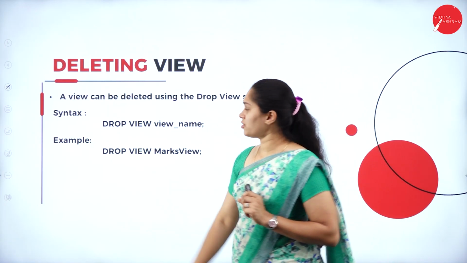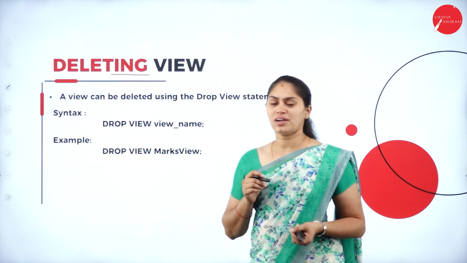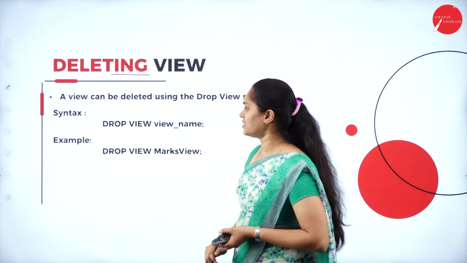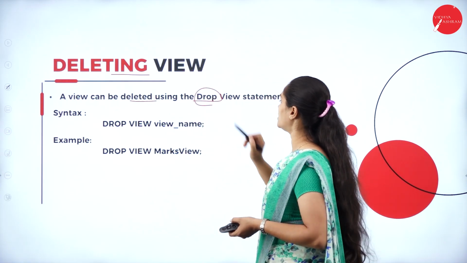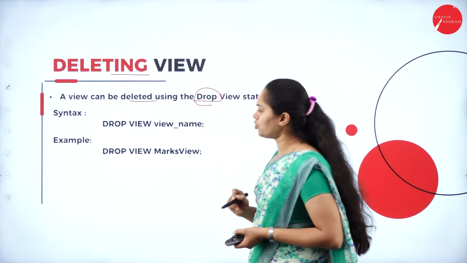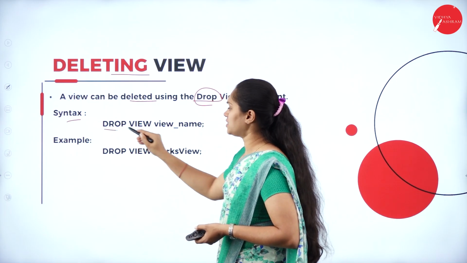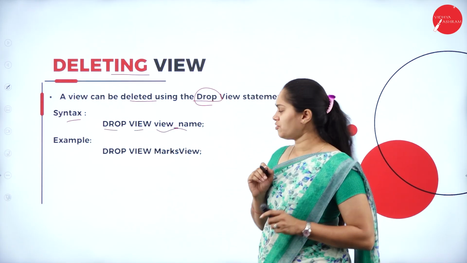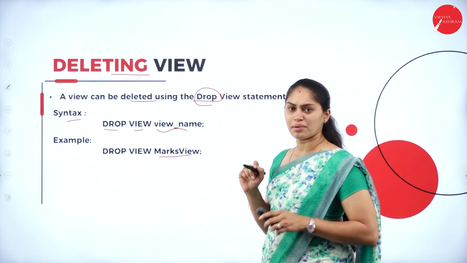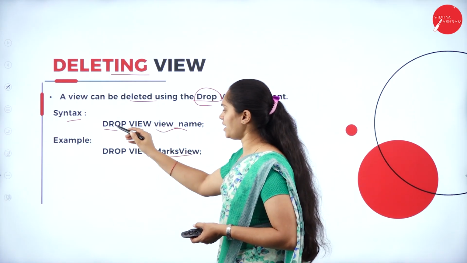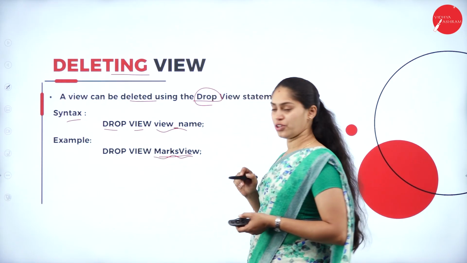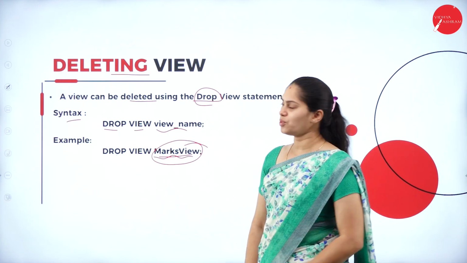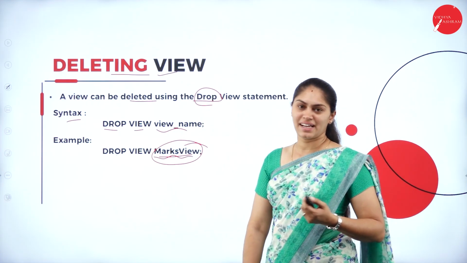Then what if you want to delete a view? Just as we did for a table, we are going to use the drop command here. So it can be deleted using the drop view statement. Then how do we write it? When it comes to the syntax, drop view and we have to specify the view name. If I want to delete this virtual table called marks view, then I have to write drop view marks view. Then this won't exist in the database. This is how we delete a view from the database.